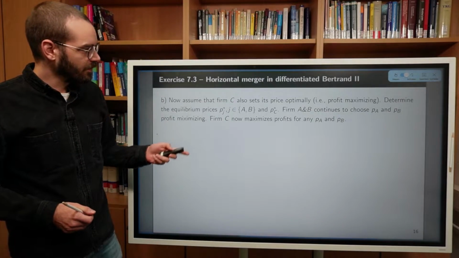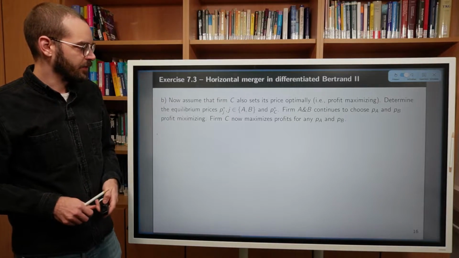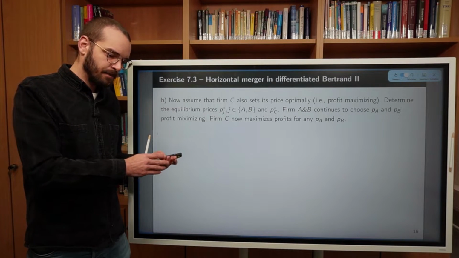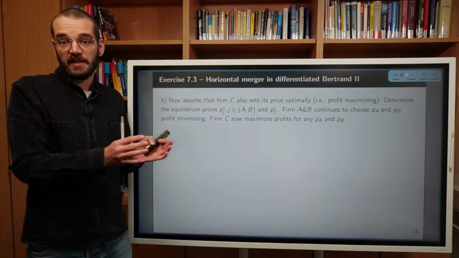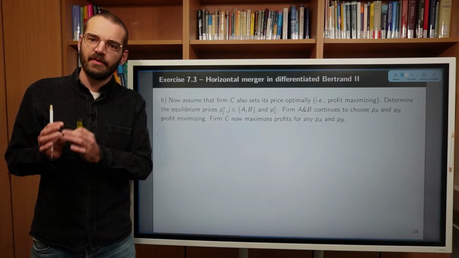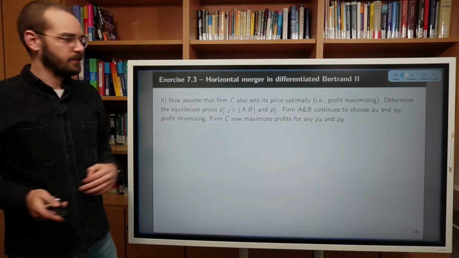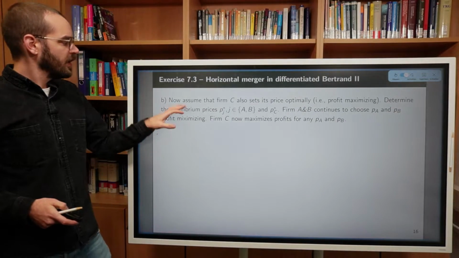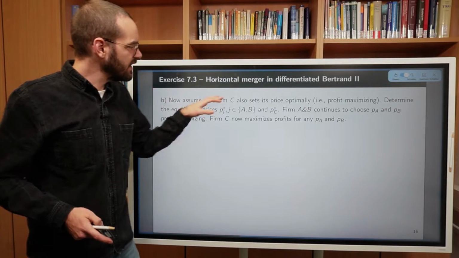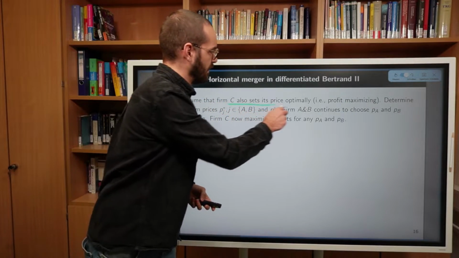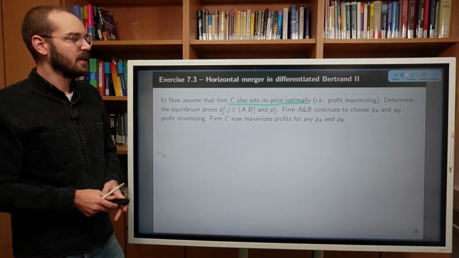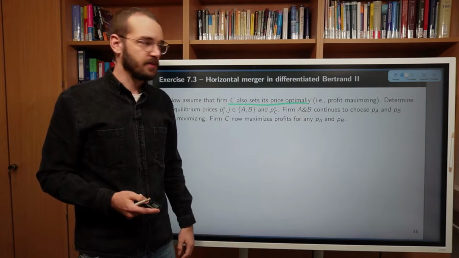Right? And even more interestingly, of course, what we want to know is how does the merger of two firms in this differentiated Bertrand model affect the price of the not participating firm, firm C? So let's go there step by step. Of course, we now assume that firm C also sets its price optimally, right? So we are now talking about profit maximizing, or playing their best response, of course.